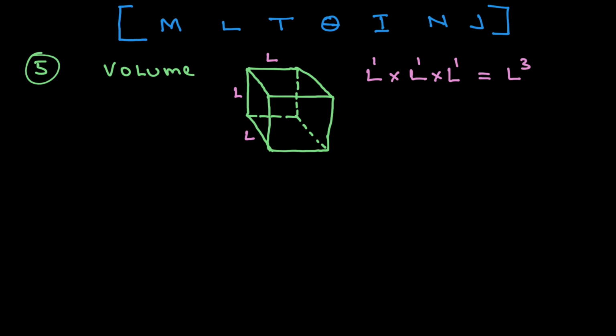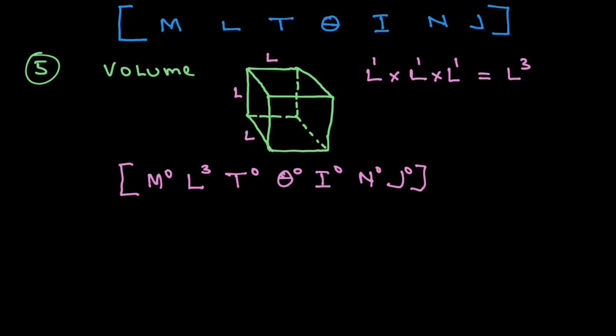Now we need to write the dimension, which is, do we have the mass here? No. Do we have the length? Yes, 3. Do we have the time? No. Do we have the temperature? No. Do we have the current? No. Do we have the mole? No. Do we have the intensity? No. Don't forget, anything to power 0 is 1.